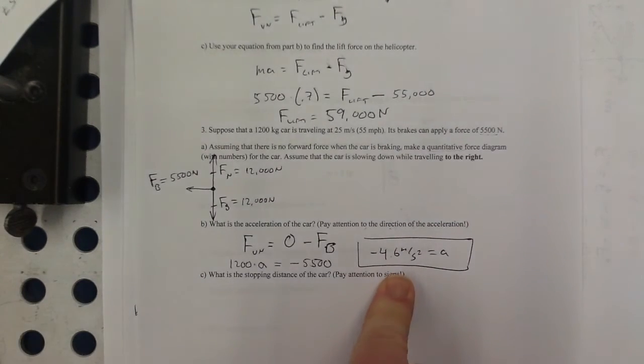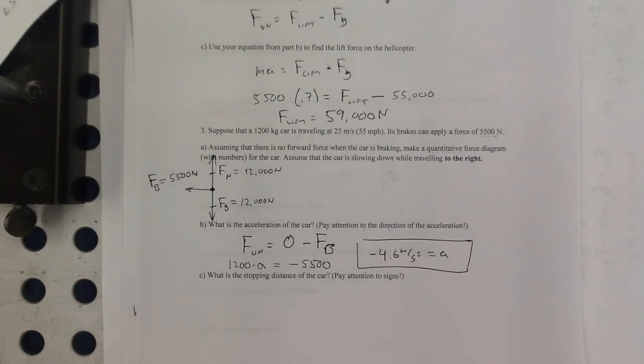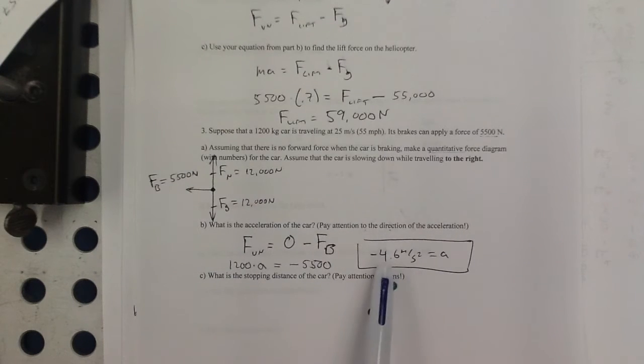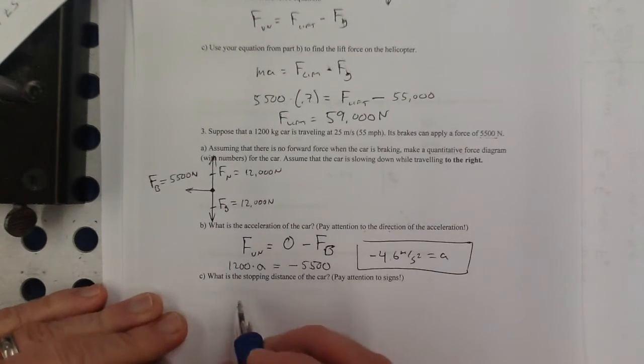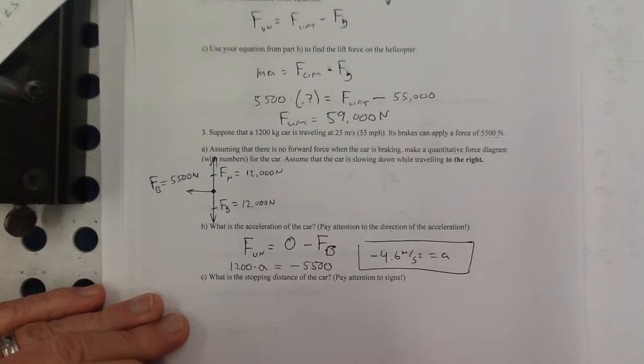If you did this and didn't get that negative sign, I don't know. I think that's right. It doesn't say anywhere that right has to be positive. So I think I would still give you full points for that if you left off the negative sign, but it might get you into trouble for part C here. So what's the stopping distance of the car?